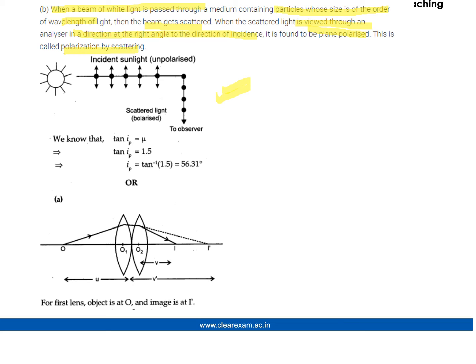Now we know that tan i_p is mu, and mu is given as 1.5. So we can find i_p, which is tan inverse 1.5, and this is it.